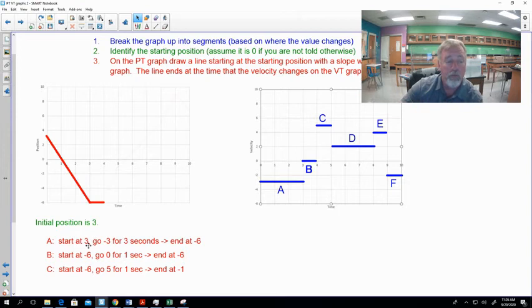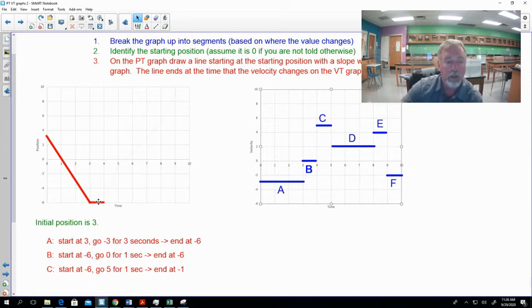And then do the same thing for segment B. All right, we ended here at -6. What's our value for our velocity? It's 0. So if we're going at 0 for 1 second, we didn't go anywhere. -6 plus 0 still is -6. And we're able to draw our next segment there for B.